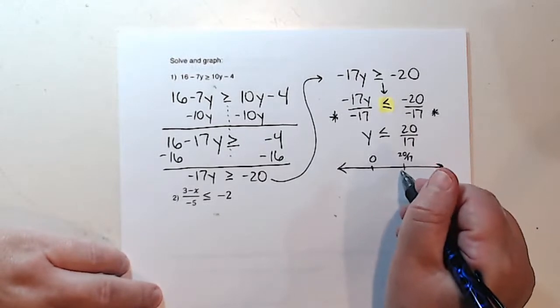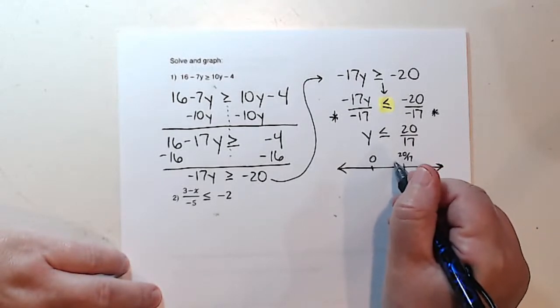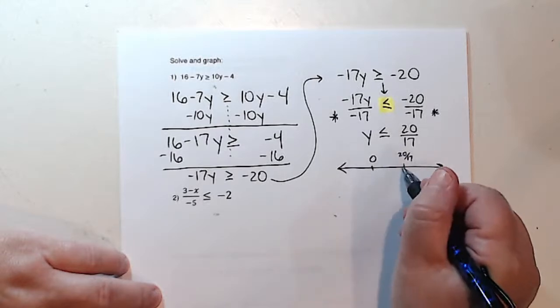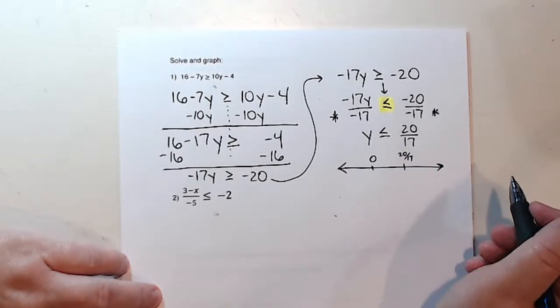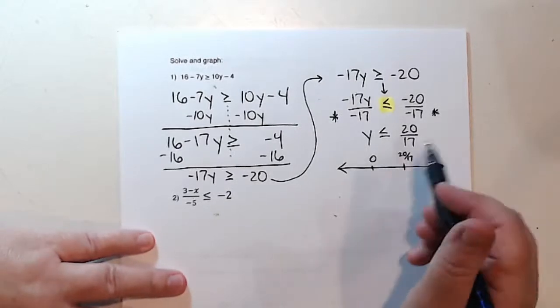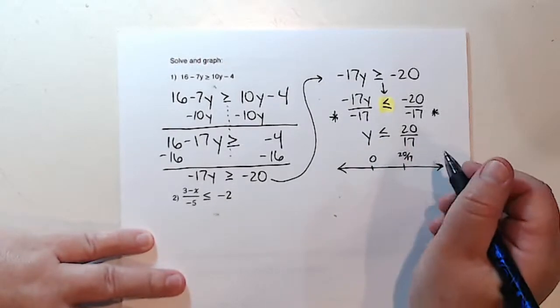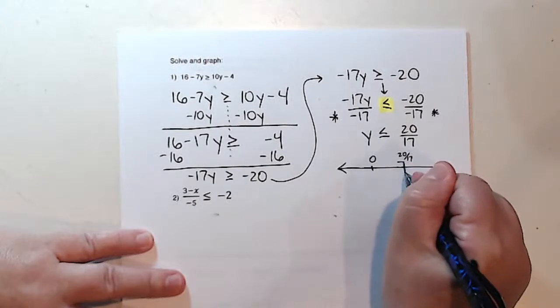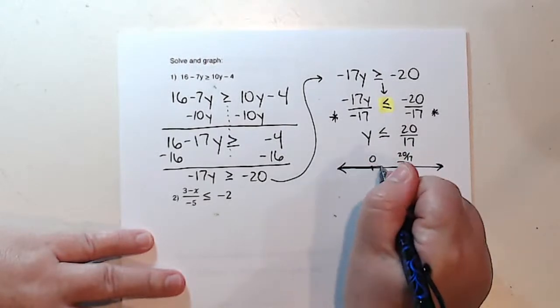If you were going to put a 1 in here, it would be somewhere around here, I think. Just write 0 and 20/17. If you want to get more fancy than that, go for it. In my class, you don't need to. Y is going to stay on the left of this. It's got an equal, so I'm going to use that bracket, and I'm going to go to the left.